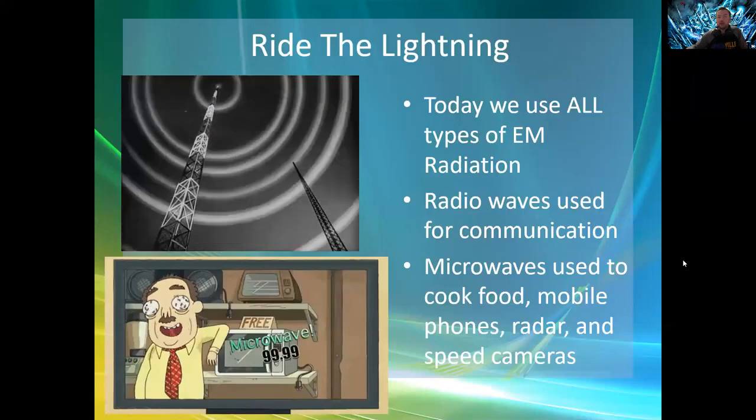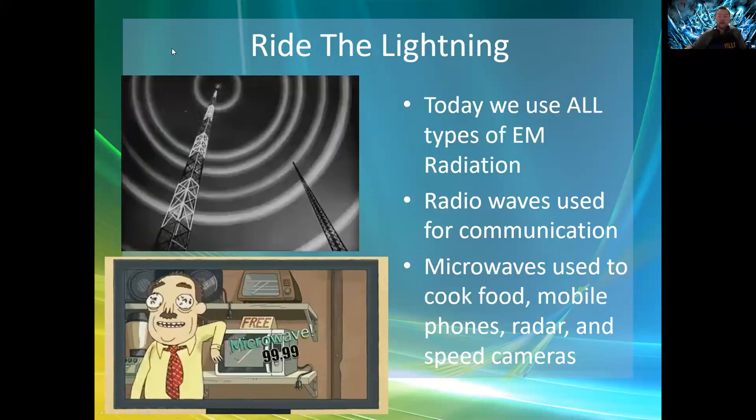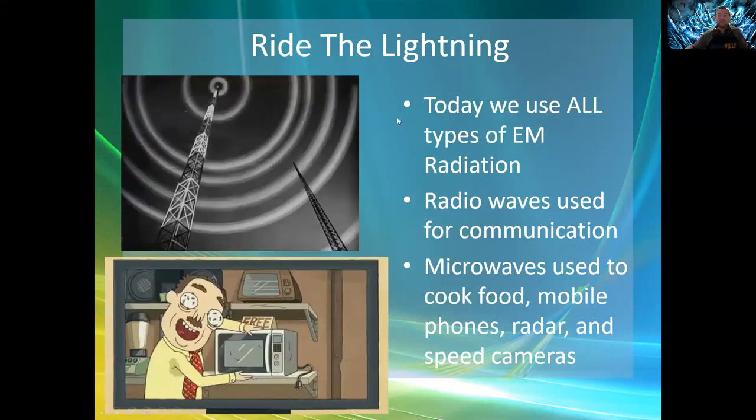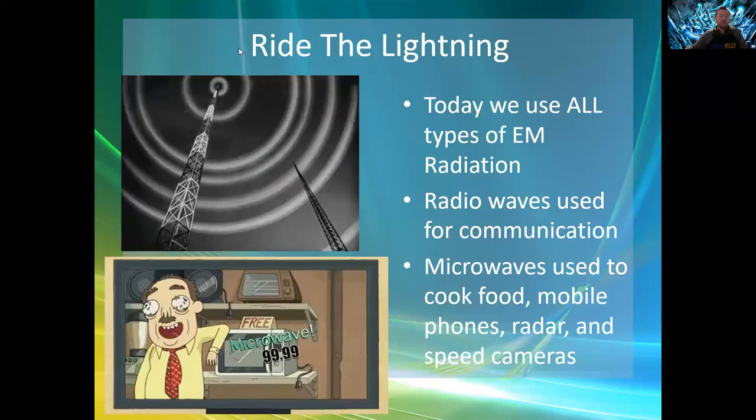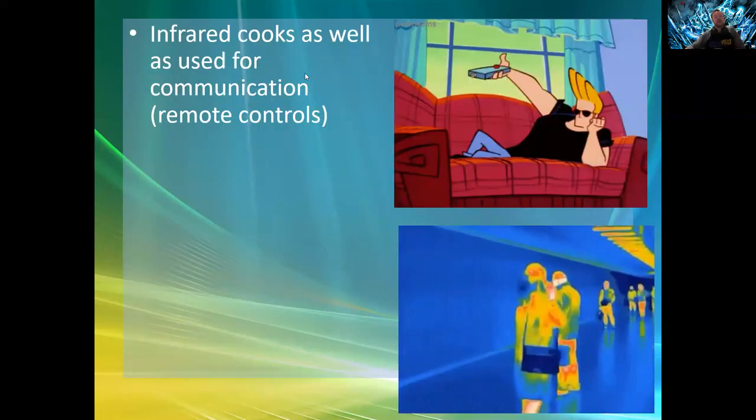Then you get to microwaves, which you can use to cook food. We use them in mobile phones, like our phones actually produce microwaves. We also use them for radar and speed cameras to see how fast people are going. You also have infrared.